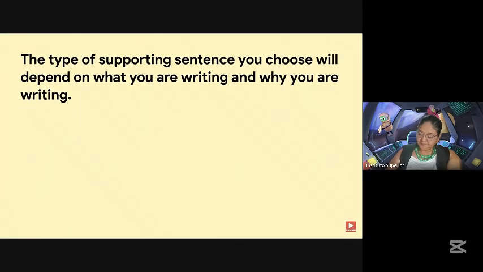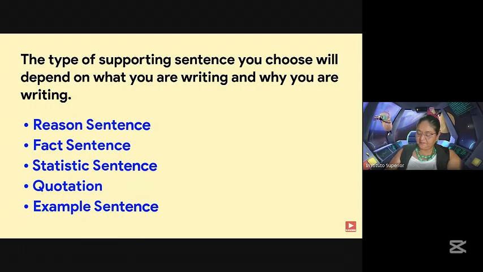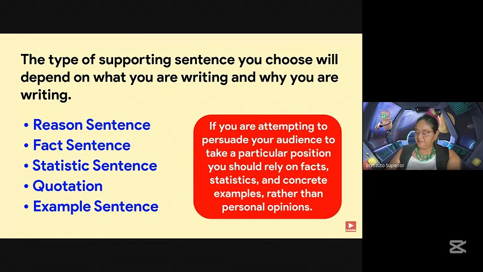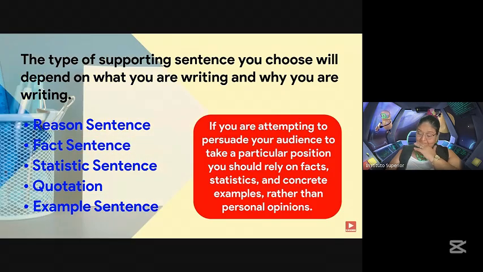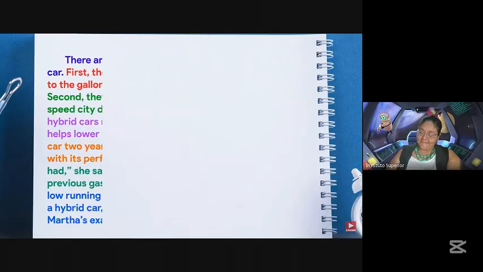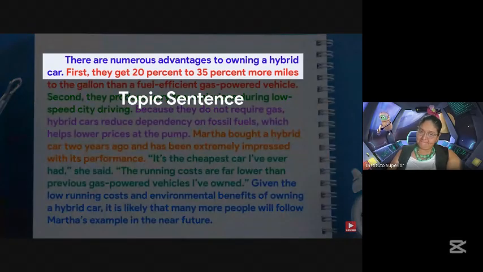The type of supporting sentence you choose will depend on what you are writing and why you are writing. For example, if you are attempting to persuade your audience to take a particular position, you should rely on facts, statistics, and concrete examples rather than personal opinions. Focus on the following example. There are numerous advantages to owning a hybrid car.